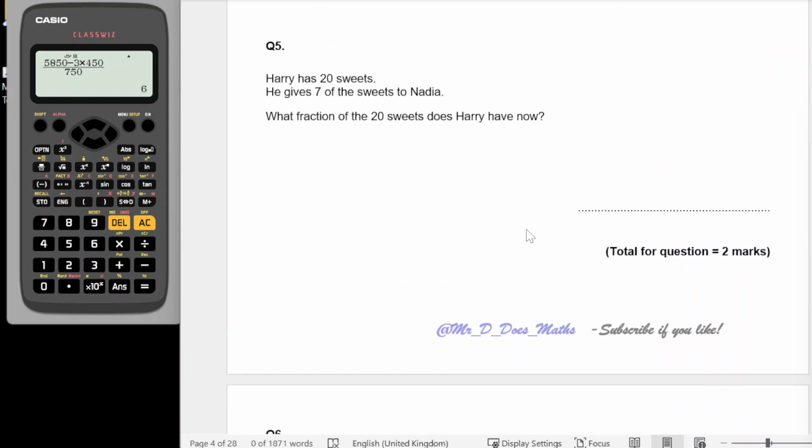Okay, question 5. Harry has 20 sweets. He gives 7 of the sweets to Nadia. What fraction of the 20 sweets does Harry now have? Well, if Harry started with 20 and he's taken away 7, he's now got 13. So what fraction of the 20 sweets does Harry now have? He has 13 out of 20.